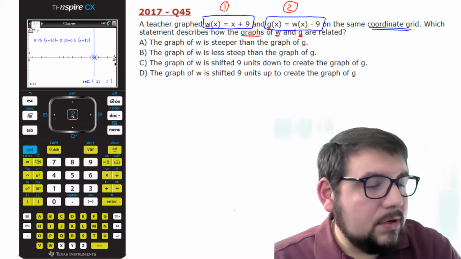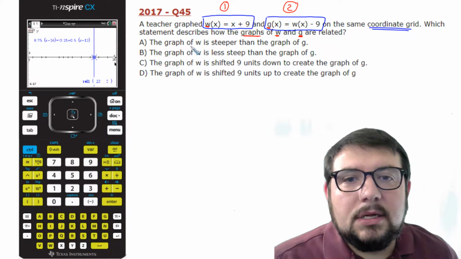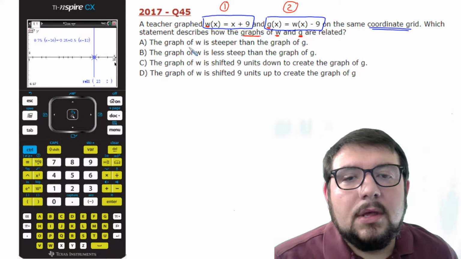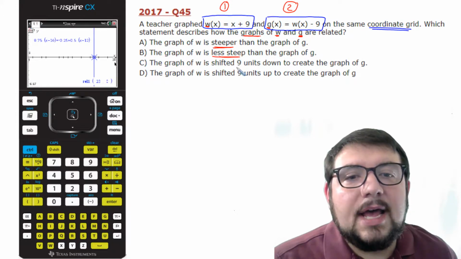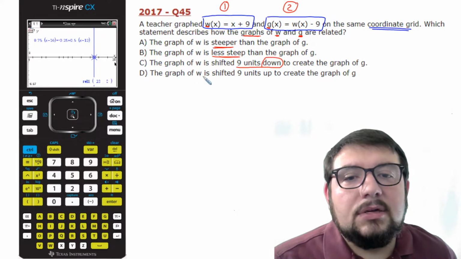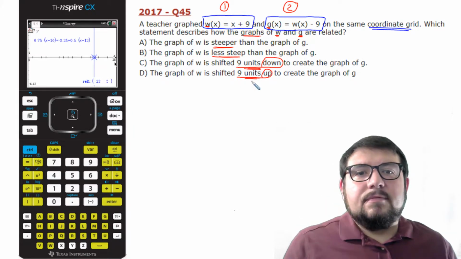Now before I even turn the calculator screen on, let's take a look at our answer choices. The graph of W is steeper. The graph of W is less steep. The graph of W is shifted, and shifted means moved, 9 units down. So this one says down. And this one says the graph of W is shifted 9 units up. So this one says shifted up. Units, guys, are the little tick marks on a graph, the little boxes on a graph.